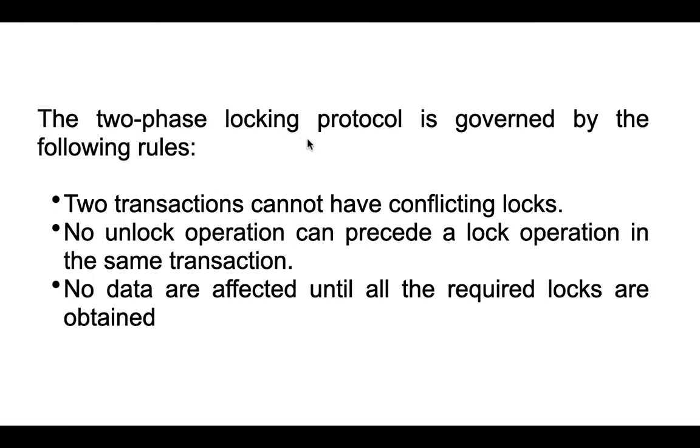Some rules that the two-phase locking protocol follows: two transactions cannot have conflicting locks. If we are following the two-phase locking protocol, never can two transactions have a conflicting lock. Then, no unlock operation can precede a lock operation in the same transaction. That also we saw: all the locks are acquired, only then the operations begin. No unlocking operation should happen before a lock operation in that transaction. Then no data are affected until all the required locks are obtained. So these are the features of the two-phase locking protocol.